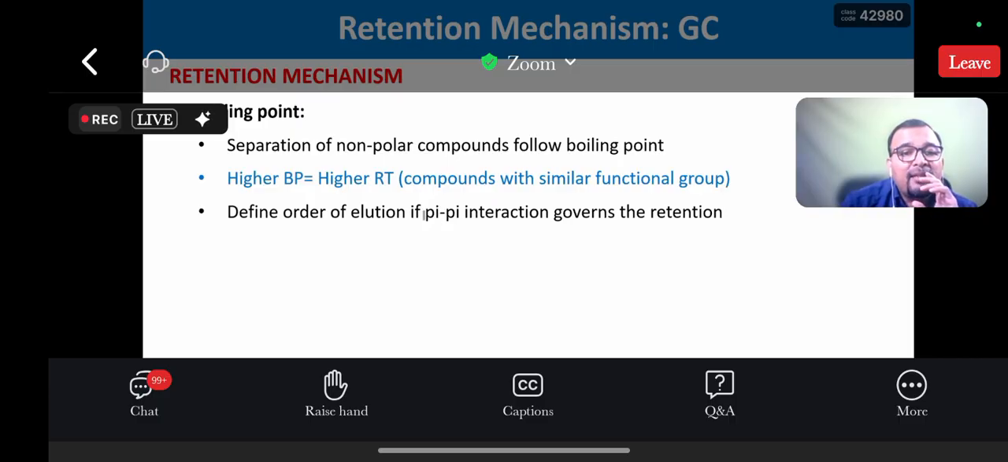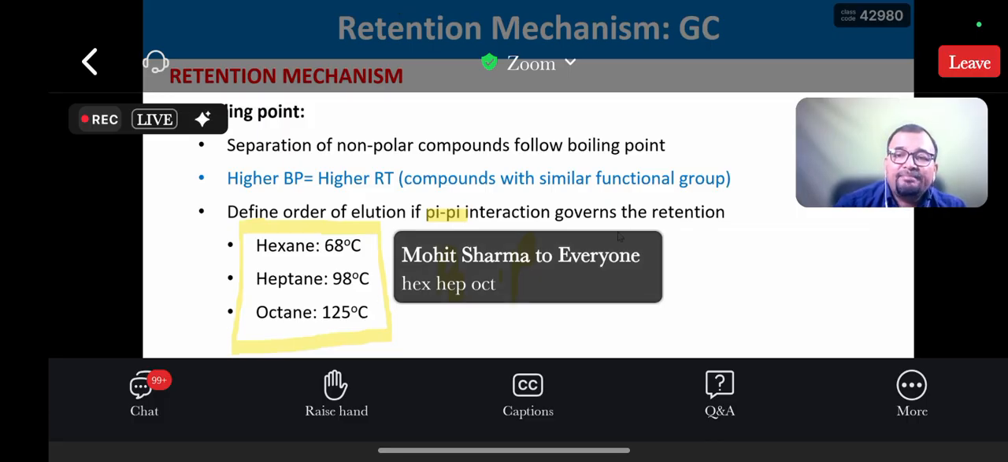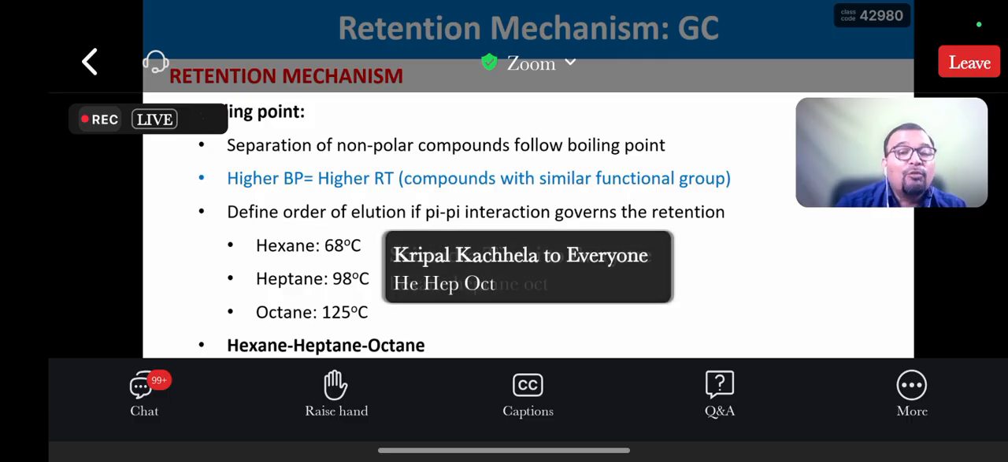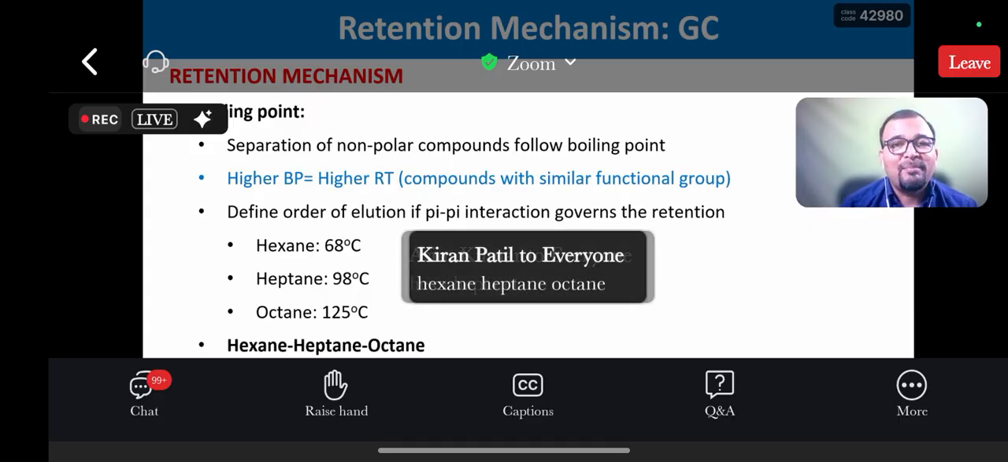Okay, here is a typo mistake. Define the order of retention if boiling point governs the retention. My apology for the typo. Please define the order of elution now. Hexane 68, heptane 98, and octane 125 degrees Celsius. Define the order of elution. Easy, right? Thank you so much. Hexane, heptane, and octane.